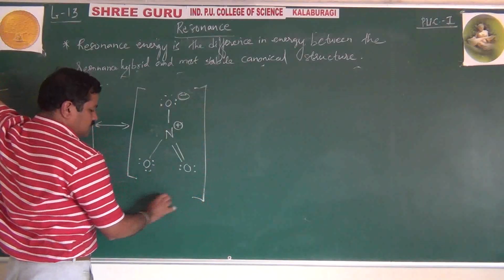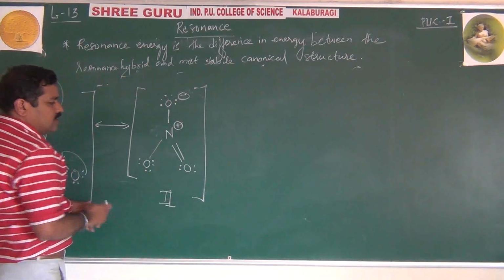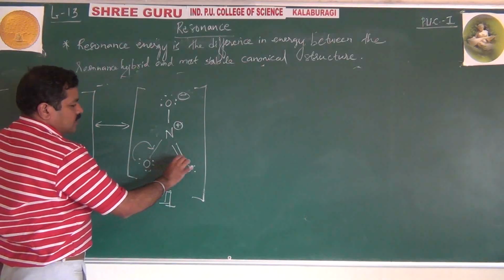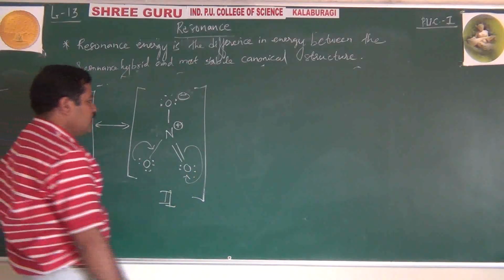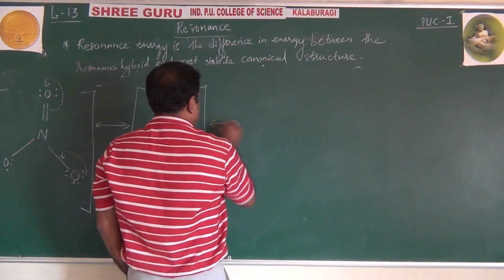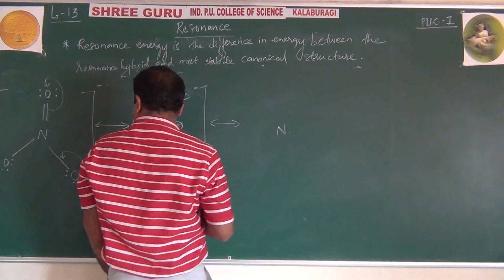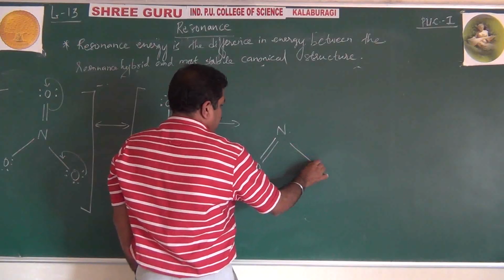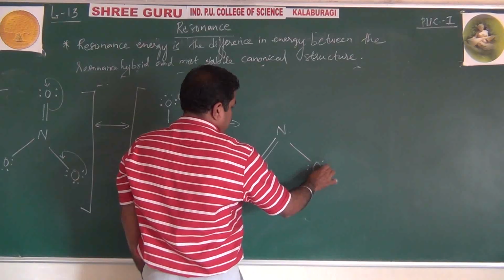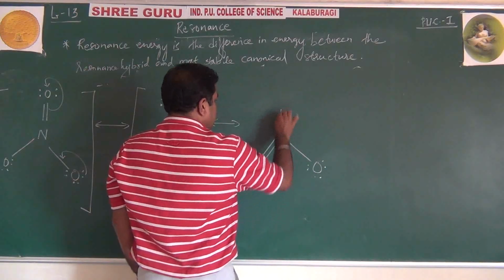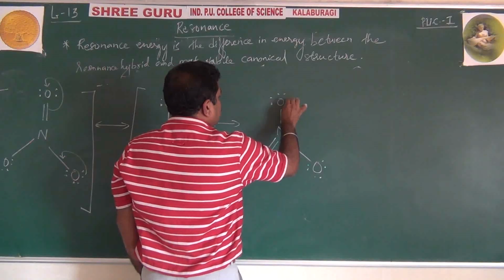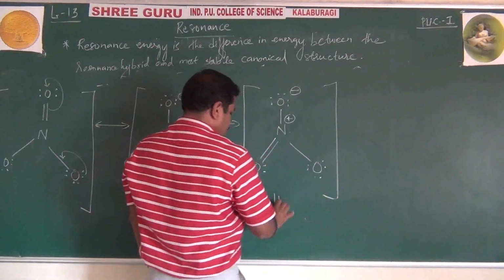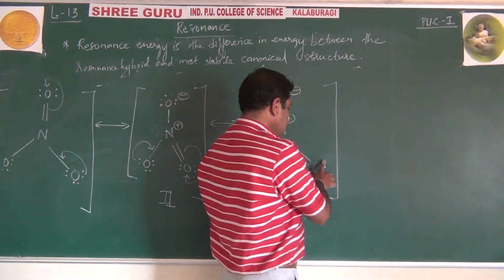Second resonance structure of what? Nitrate radical. Now add one. Once again, this will return here and this will return back. Then what do you get? Once again, shifting here, double bond here, single bond, 2, 4, 6, 8. This is the third resonance structure. Very simple.